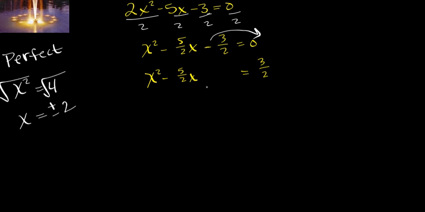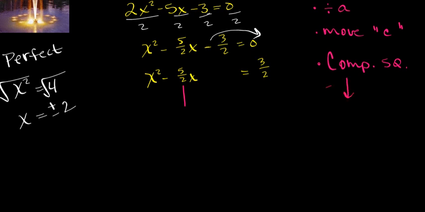Step number 3. No, we should probably write our steps down, huh? So we divided by any a we have. Then you're going to move your constant, your c term, and you're going to leave a space. Now, I call this completing the square. You're going to take that middle term, and this is where you're going to divide by 2. Then you're going to take that number and square it, and that's the perfect thing that goes back into your equation.